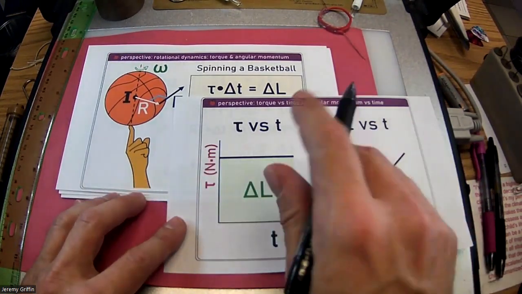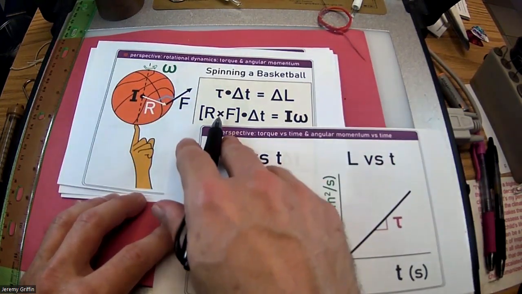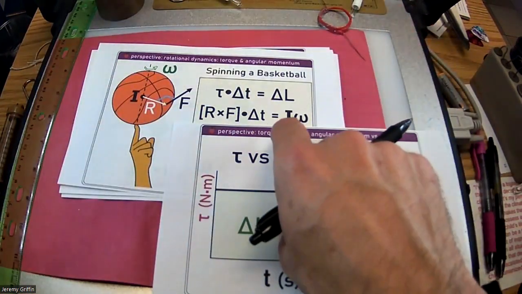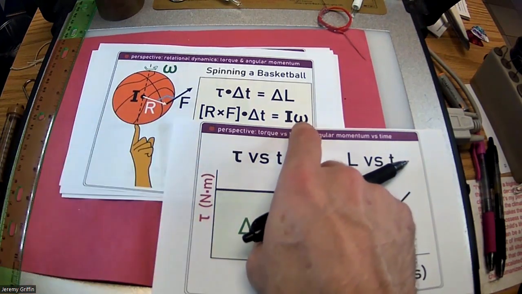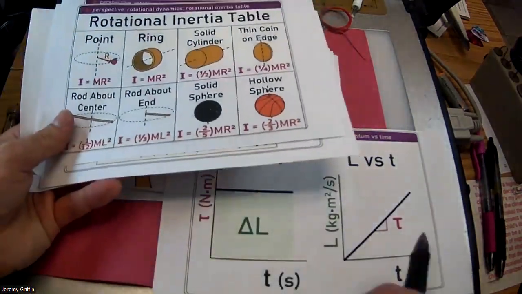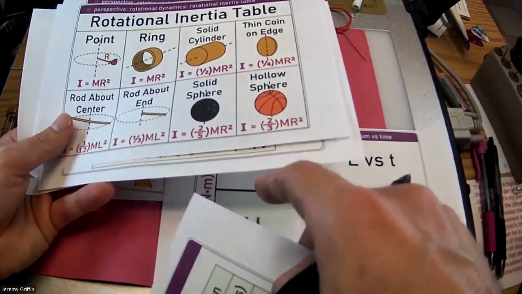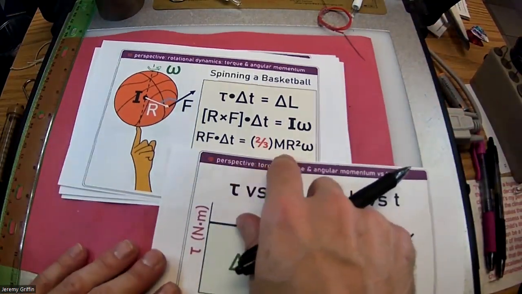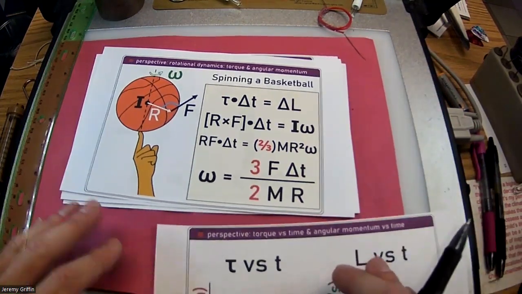If I know the torque, and what is torque? Torque is R cross F. If I know R and F, you cross those. The time interval, again, might be like half a second that you apply that force for. And if I know the rotational inertia of the basketball, I can know how fast it would be spinning at the end of that interval. That's where you pull up this rotational inertia table. I know a hollow sphere is 2/3 mr squared. Again, AP would give that to you. They wouldn't expect you to memorize that at all. So I could plug in 2/3 mr squared, and then you can solve it from there.